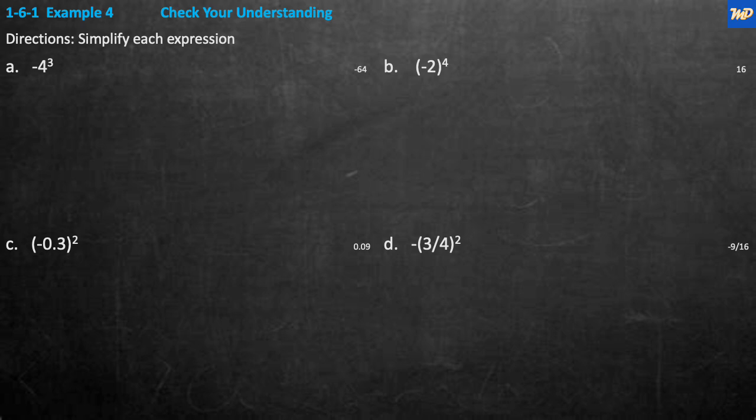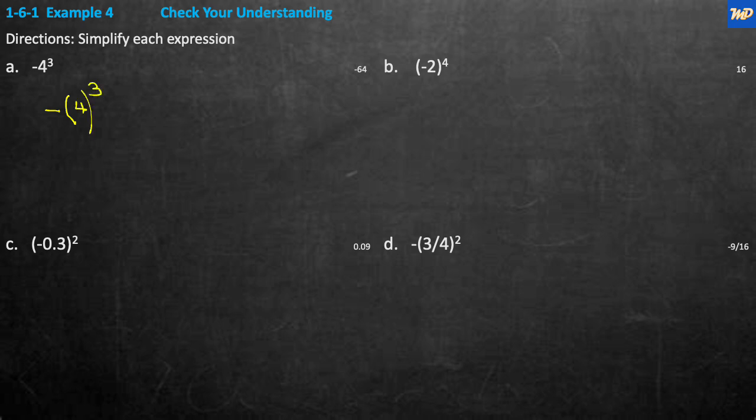Okay, I'm going to assume you went off and did that, and we're going to do these now together. So problem A says what? -4 cubed. So what are we going to write that? We're going to say that this is negative, right? The parenthesis would go here if it's going to go anywhere.